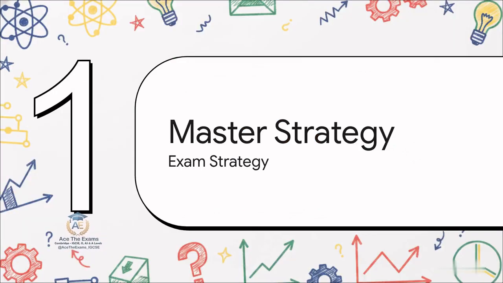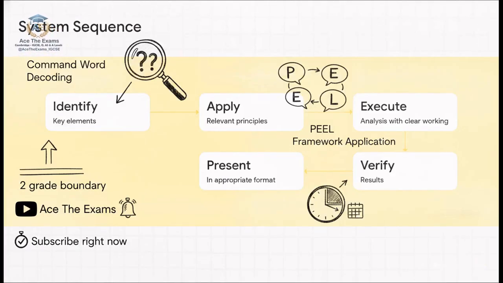Finally, we reach section 4, the master strategy. Let's bring all these pieces together into one cohesive system. What you are looking at right now is the ultimate systematic processing sequence that top-scoring, elite candidates use. Notice how all the theory, the methodology, and the warnings flow together into 3 overarching rules that essentially guarantee top marks if applied correctly. First rule, command word decoding.